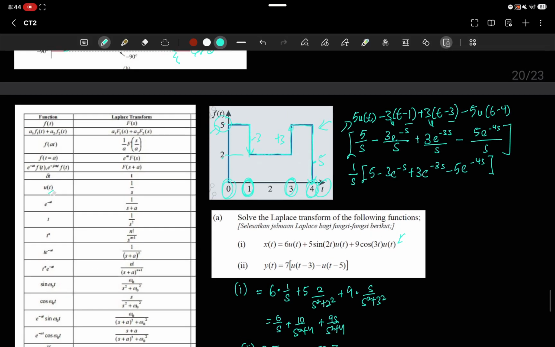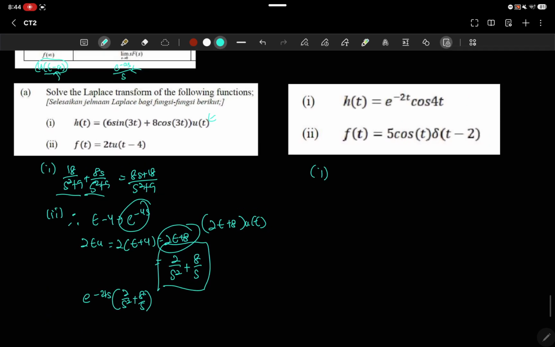They mentioned that e to the negative at becomes f of s plus a, so the function has s plus a. What we need to do is solve the cos 4t first. So cos 4t is equivalent to s over s squared plus 4 squared.